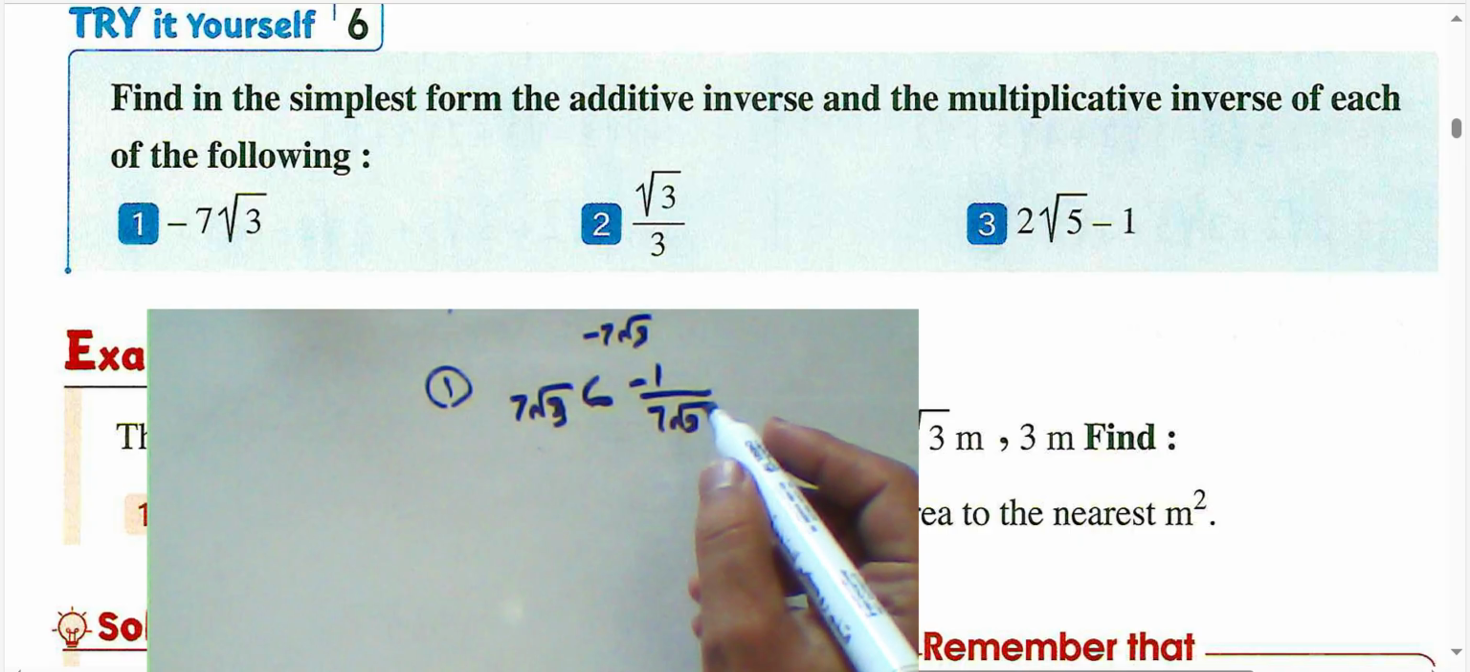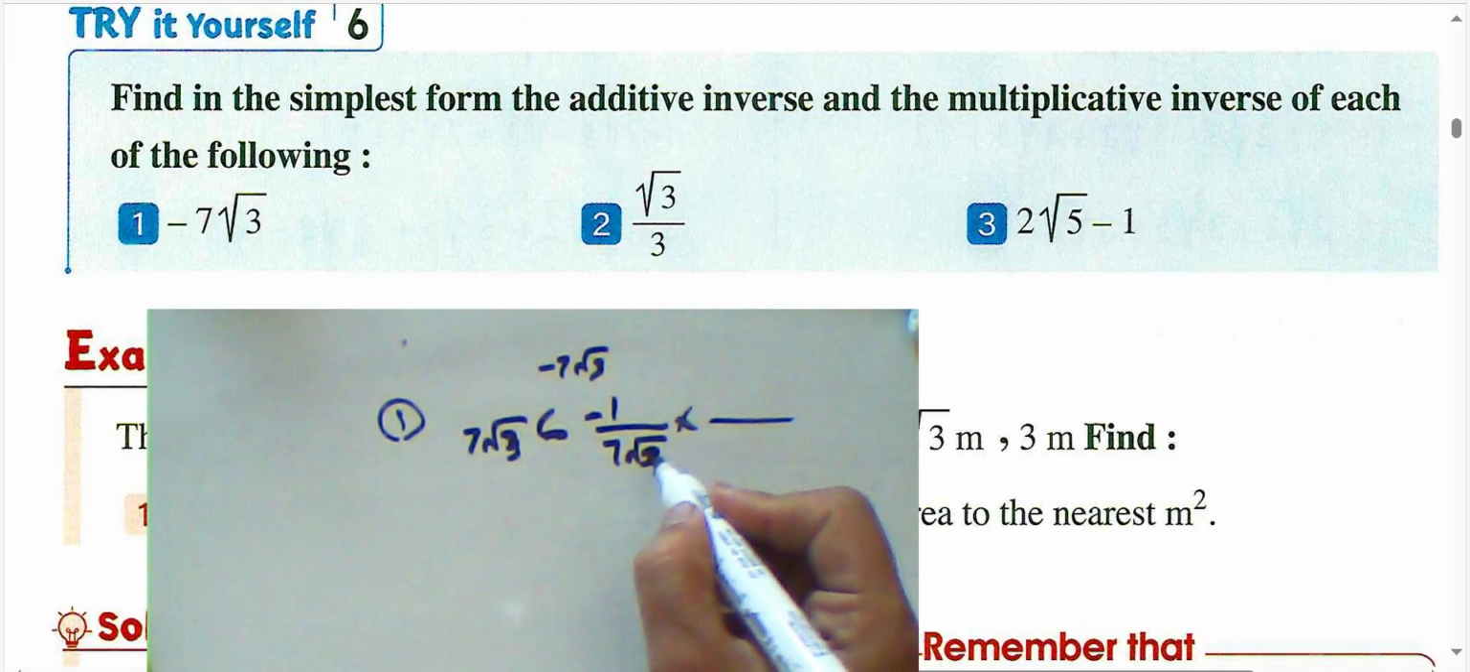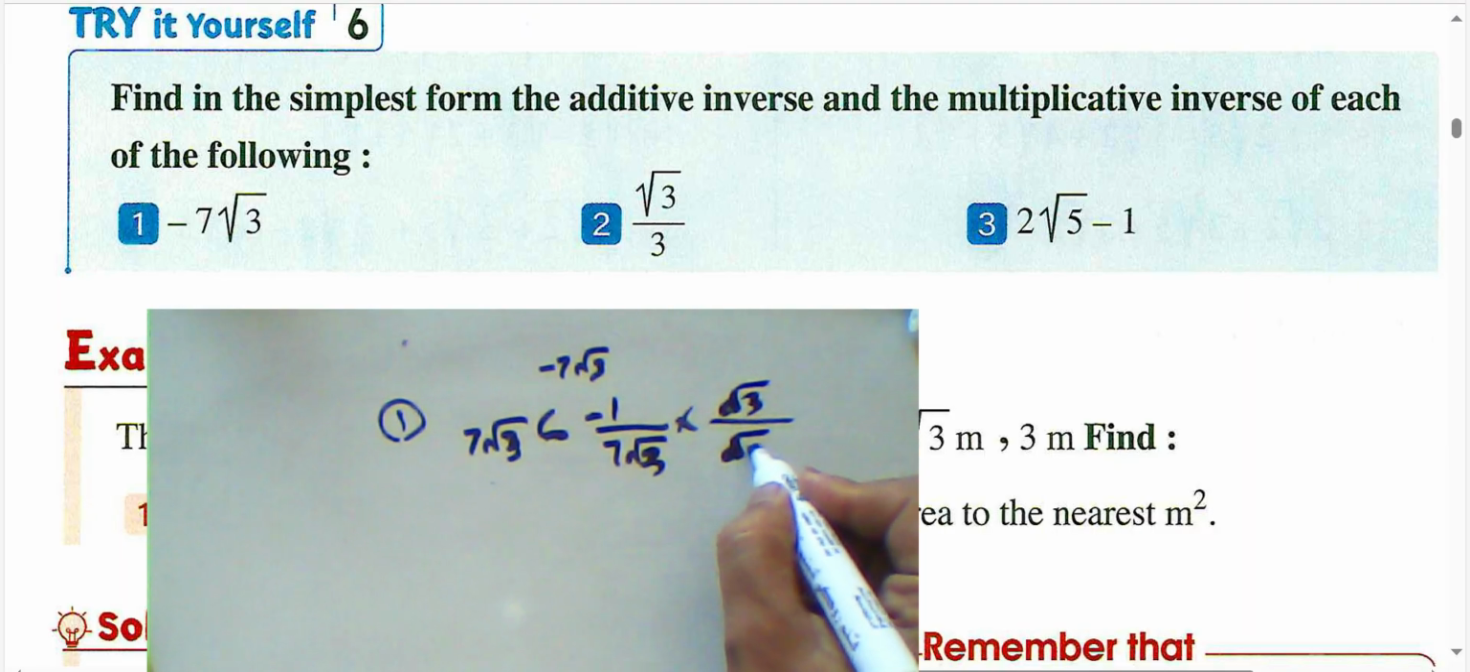Okay, to simplify this fraction we must multiply by root 3 in the numerator and denominator.